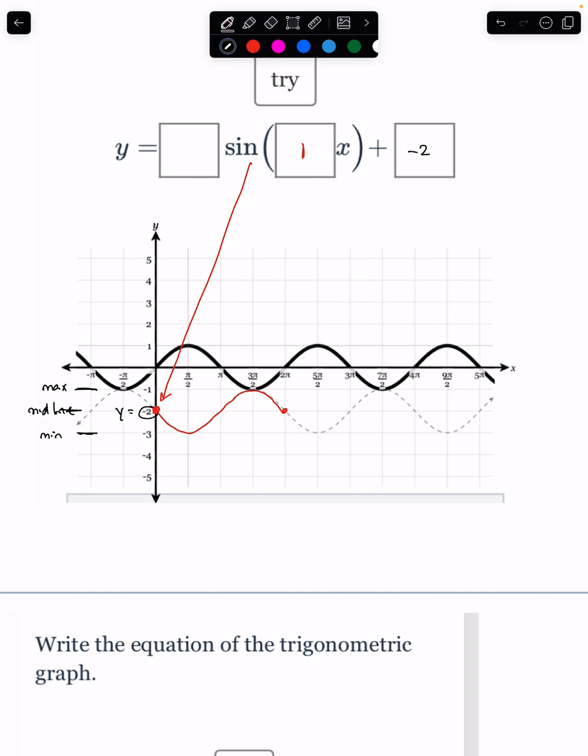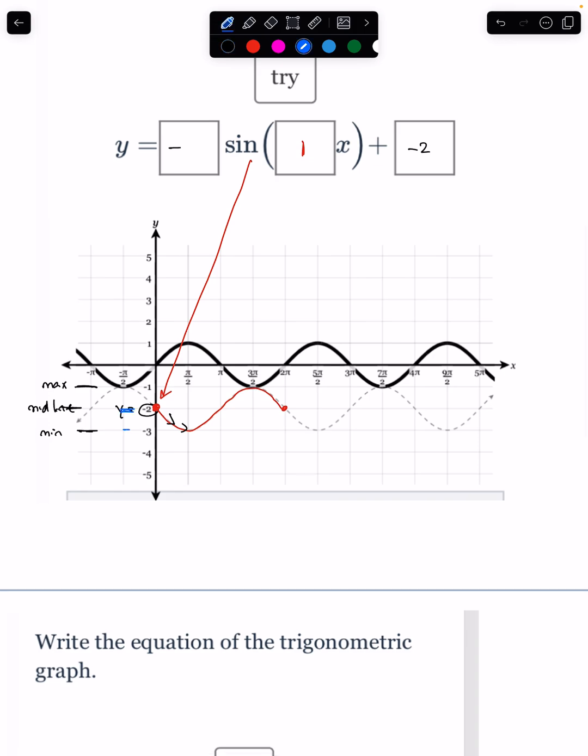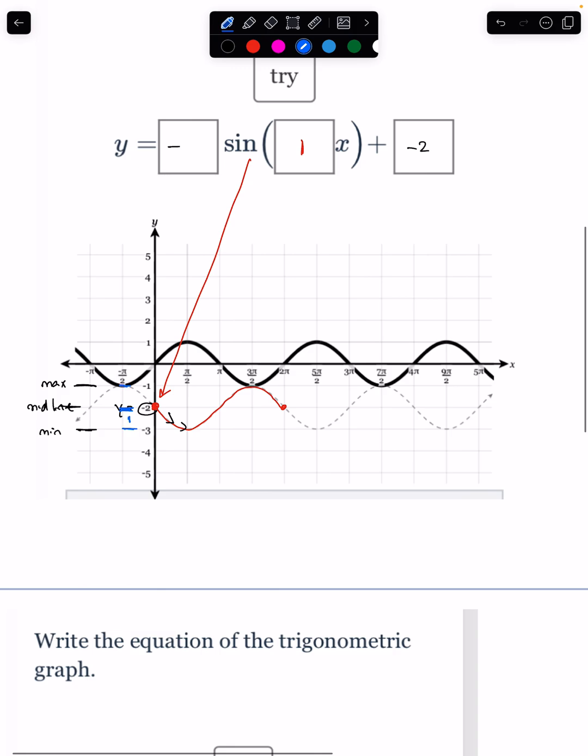The graph is starting by going down, so it's going to have a reflection over the y-axis, so it's going to be negative. And then, how far is your max and min from the midline? It's only 1 unit above, 1 unit below, so your amplitude is just 1. So again, in this case, this is just y equals -1 sine 1x plus -2, or just -2.